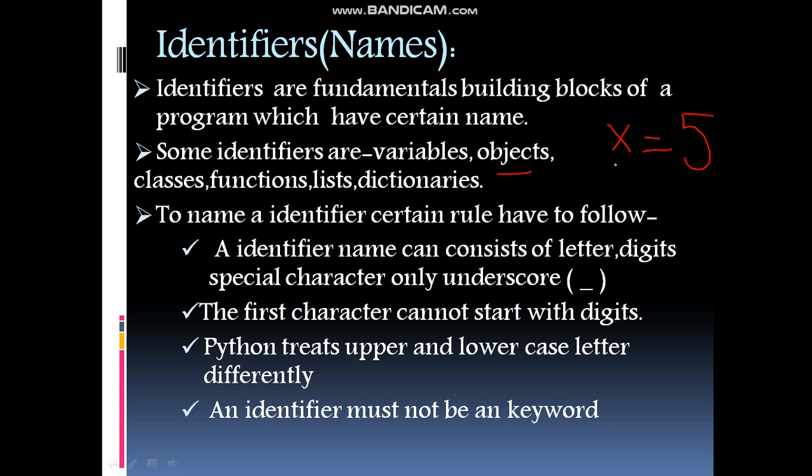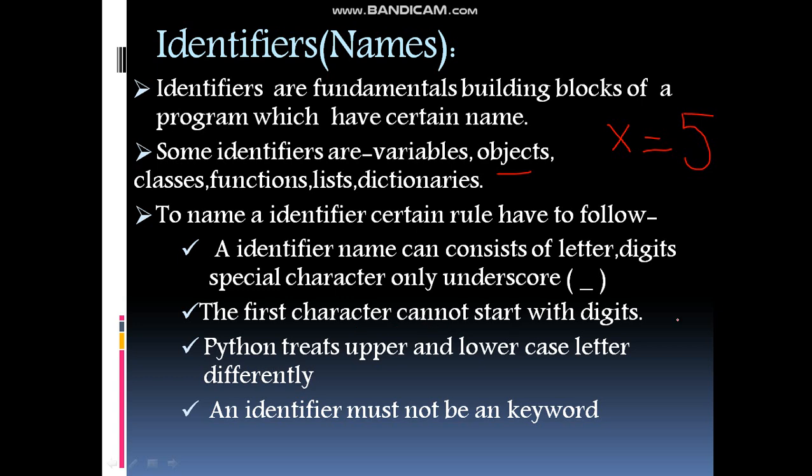But whenever we give the name of an identifier, we should follow certain rules. You cannot give just any name. So what are the rules? First rule is that the identifier name can consist of any letters, digits, and only one special character, underscore. You cannot use any other special character like hyphen or semicolon for giving the name of an identifier. You can use only underscore.